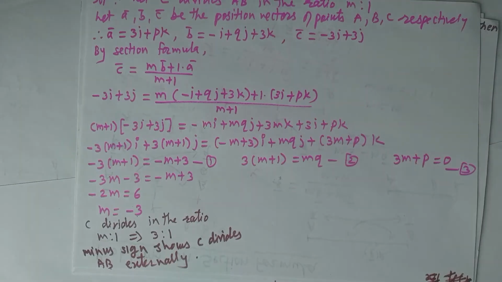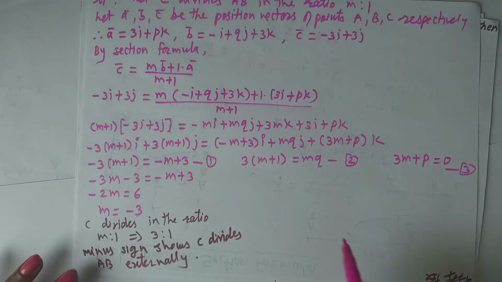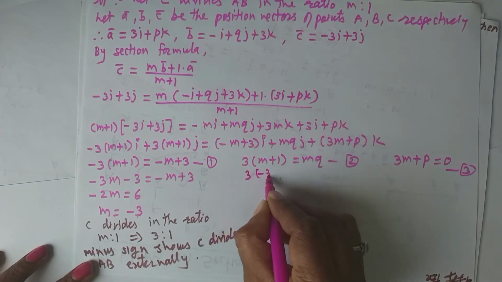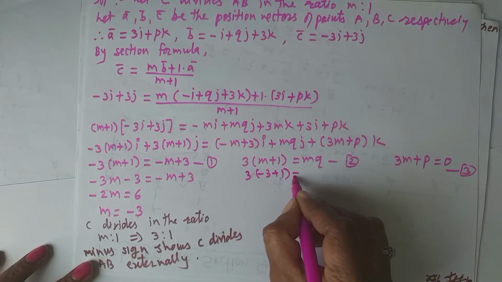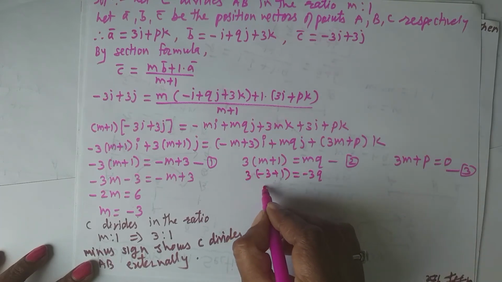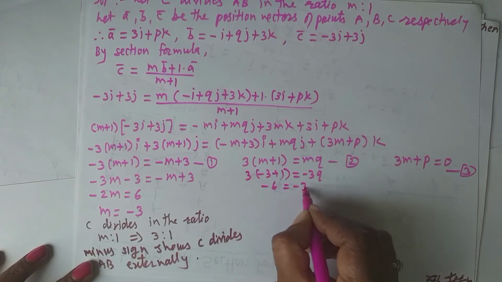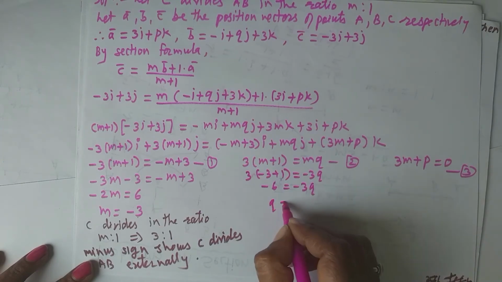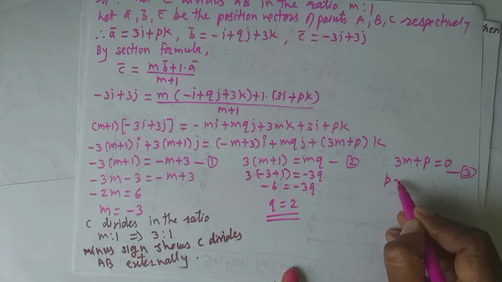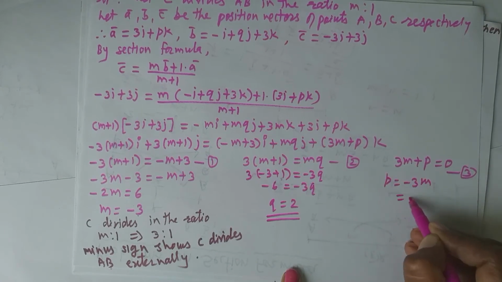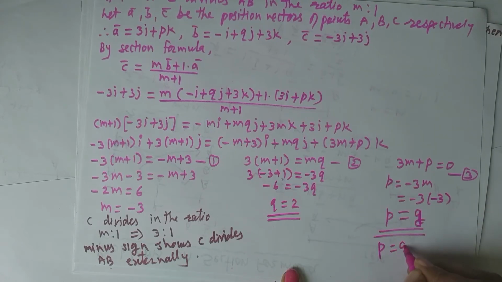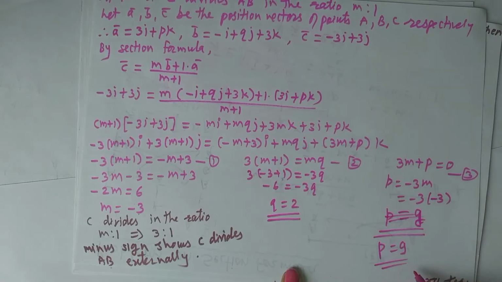Then we will find the values of p and q. See here, keep the value of m as minus 3 here. I will get minus 3 plus 1 is equal to minus 3q. Now simplify this. 3 into minus 2, that is minus 6, is equal to minus 3q, and I will get q is equal to 2. Then the third equation shows that p is equal to minus 3m. Keep the value of m as minus 3 and we will get p is equal to 9. You write down p is equal to 9.